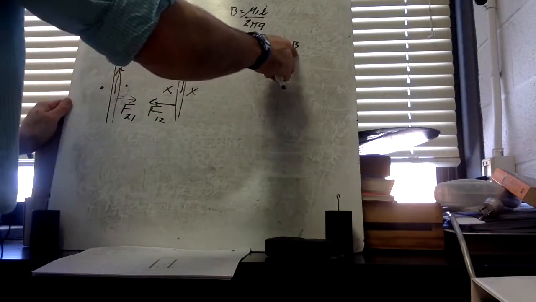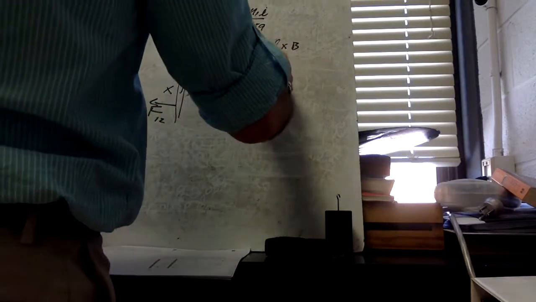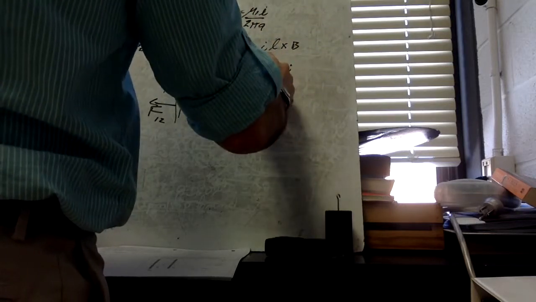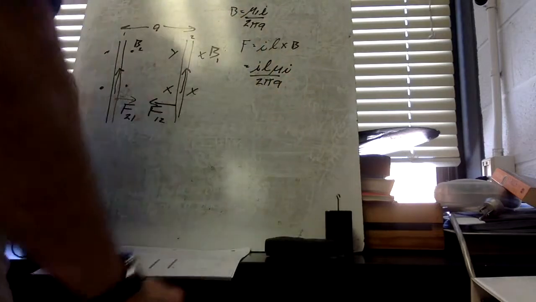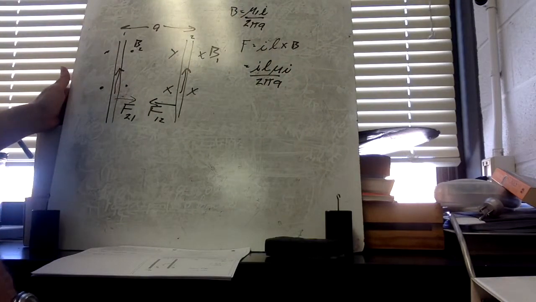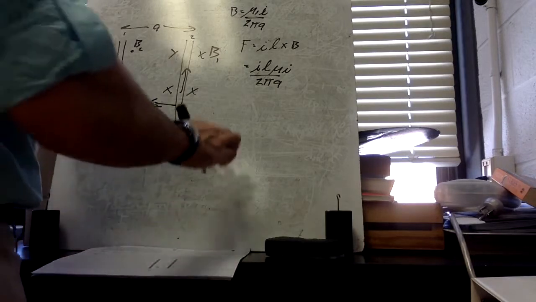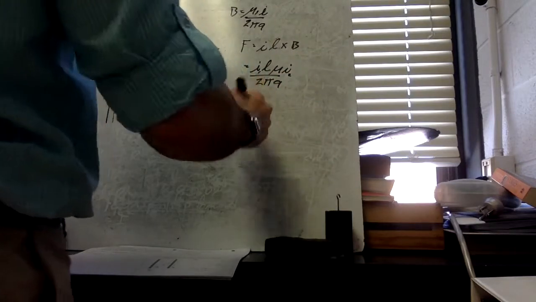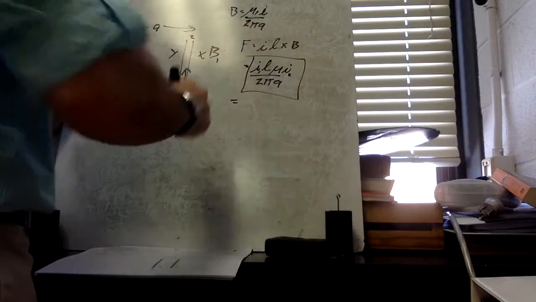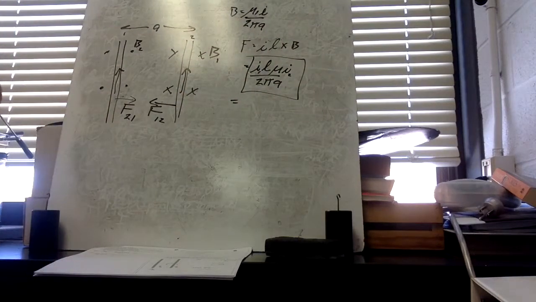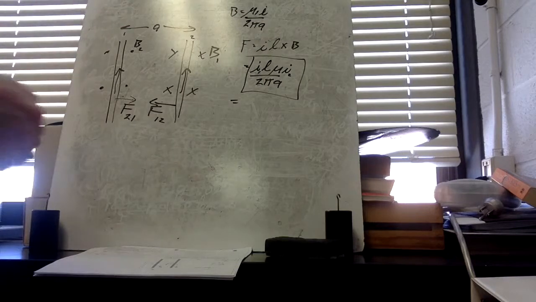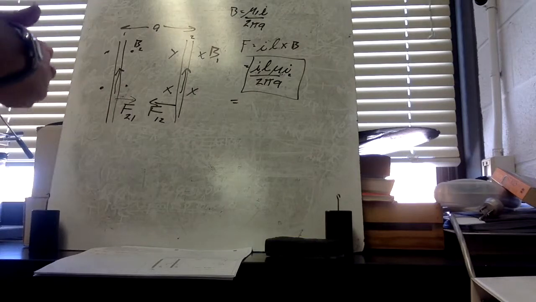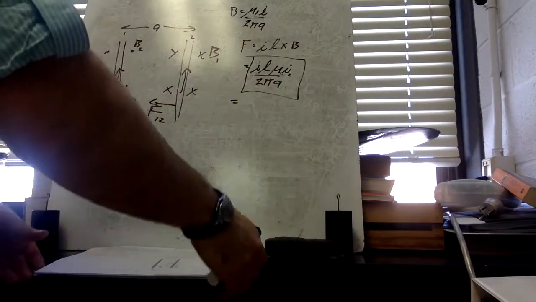But again, B is this, so it's IL times mu naught I over 2 pi a. This is I1, I2, whatever it's going to be. So that's it: L, I1, I2, mu naught, over 2 pi times the distance between them. This is the force between the two wires.